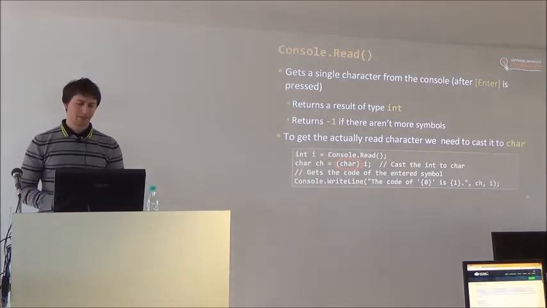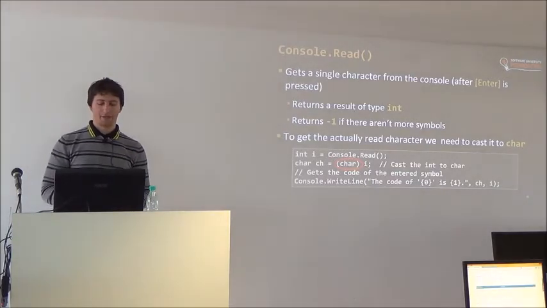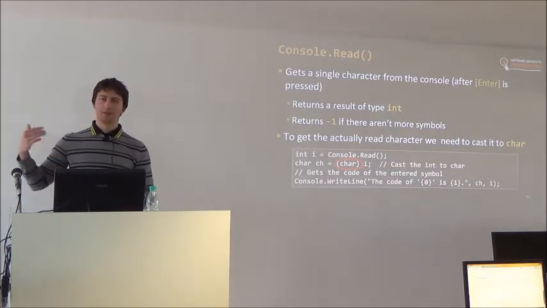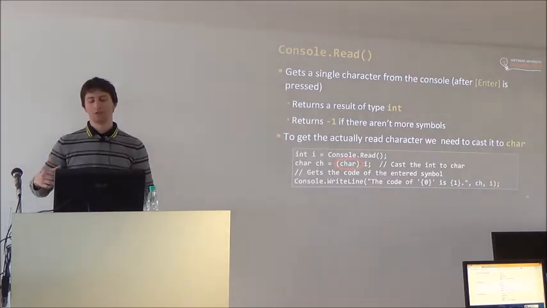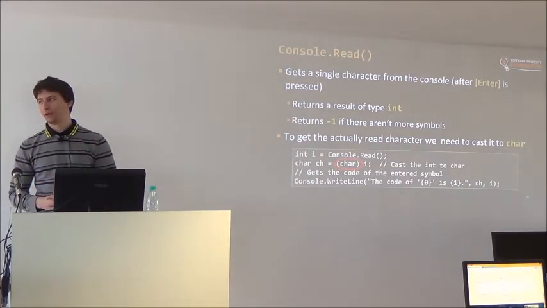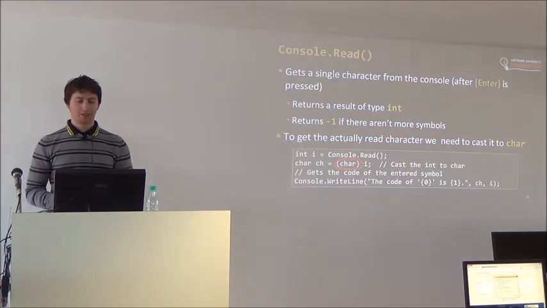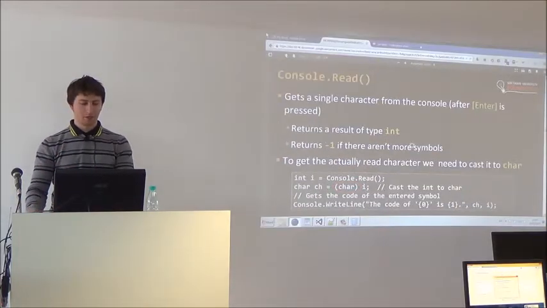The next line says the code of, and then the character. The character will be shown as the character itself, for example, A, B, C, D, and its code, which is an integer value, is taken from the ASCII table.